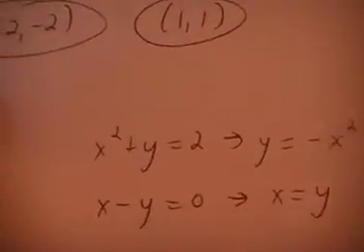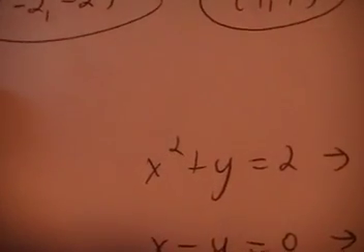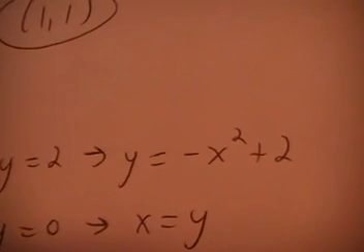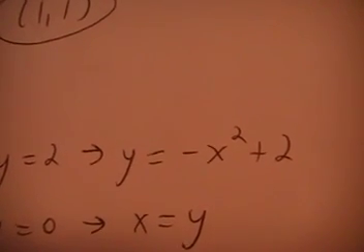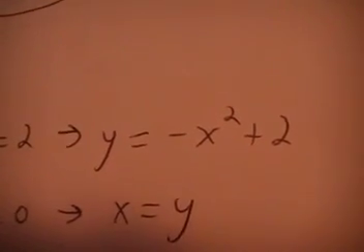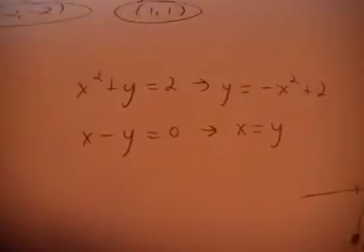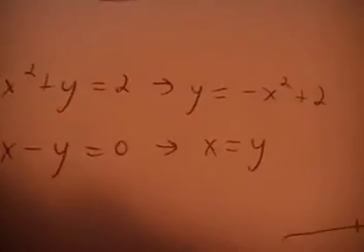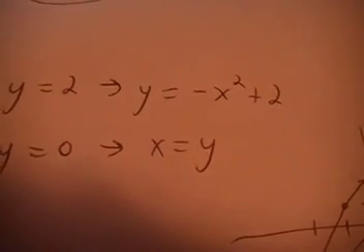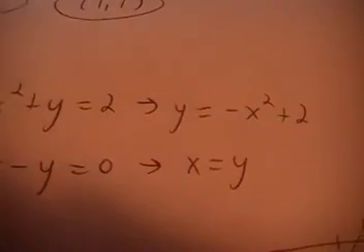I went ahead and graphed this just to show you why there was two answers here. X squared plus y equals 2. If you minus the x squared over, you get a parabola that's upside down because of the negative, and it's shifted up 2. X minus y equals 0. If you add the y over, you're getting x equals y or y equals x. That's just a diagonal line at a 45-degree angle right through the origin.